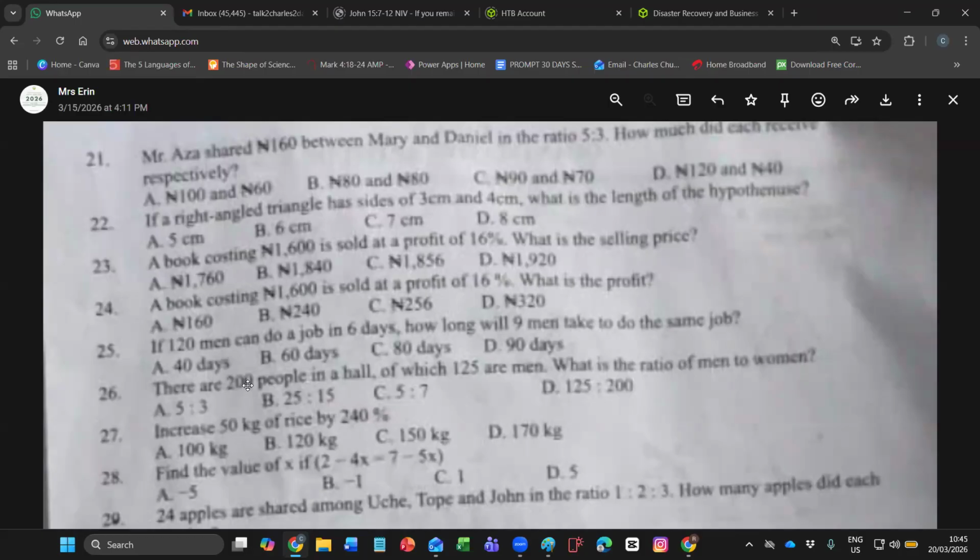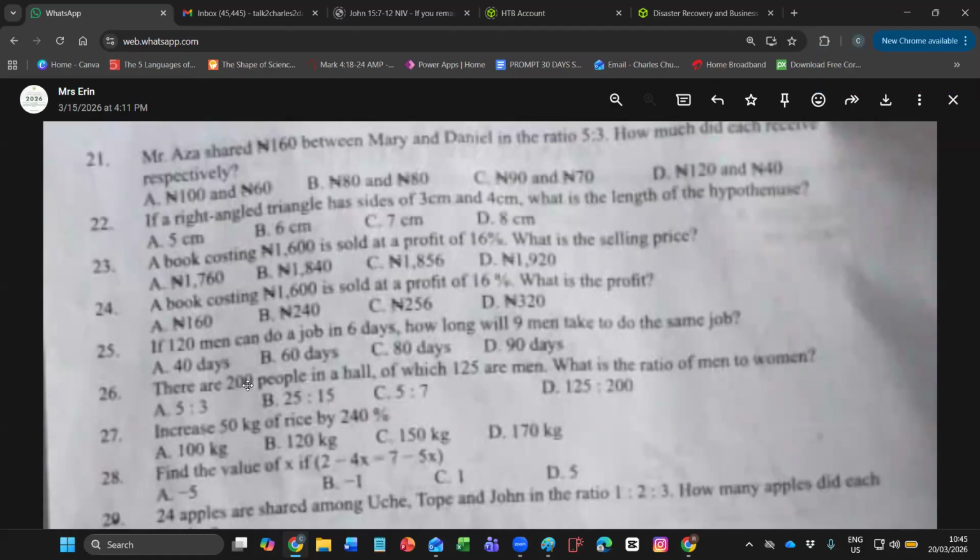Inverse. Now. Let's remind ourselves of what inverse is. One, and the other one is reducing. Okay. Now look at it very well. If 120 men can do a job, how long will 9 men take?